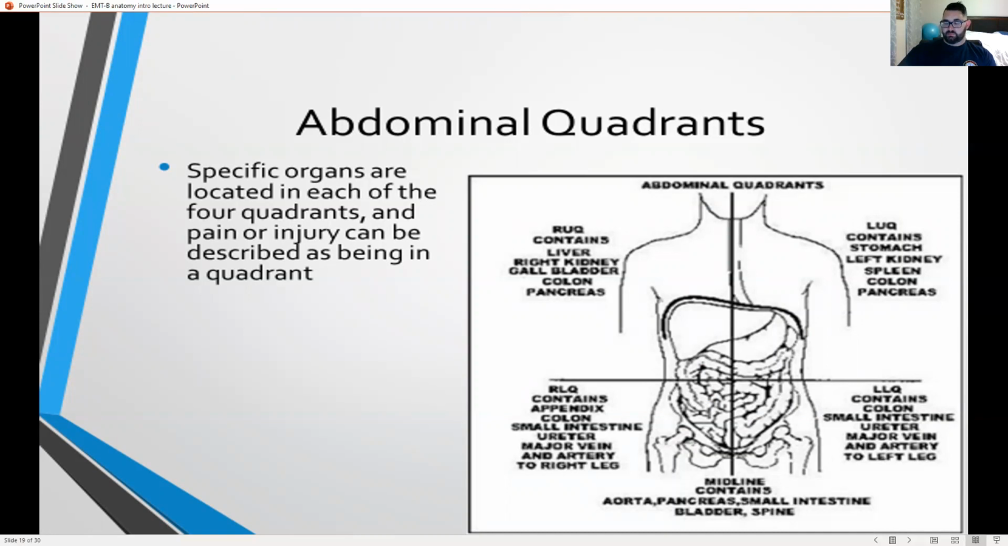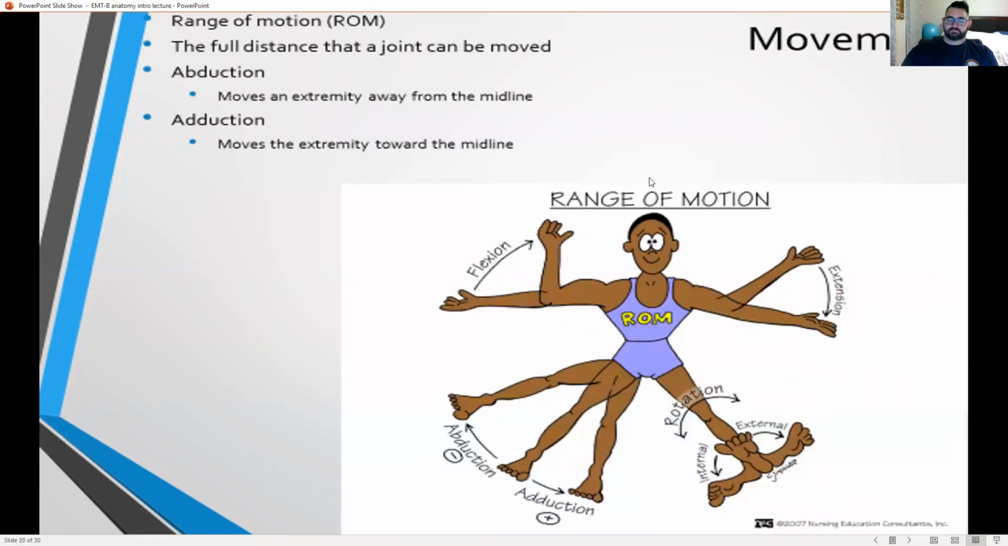And the midline area is about where the aorta is at, the pancreas, the small intestine, the bladder, and the spine. So that's what all those things contain.